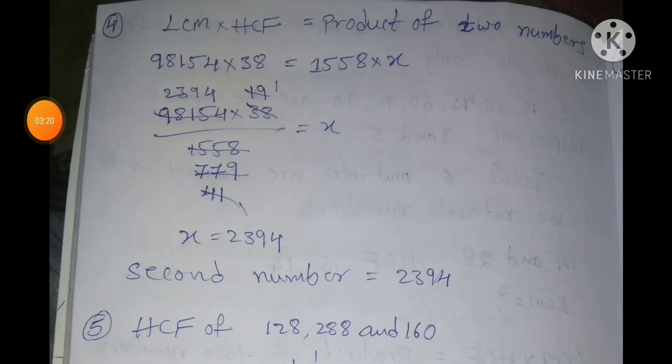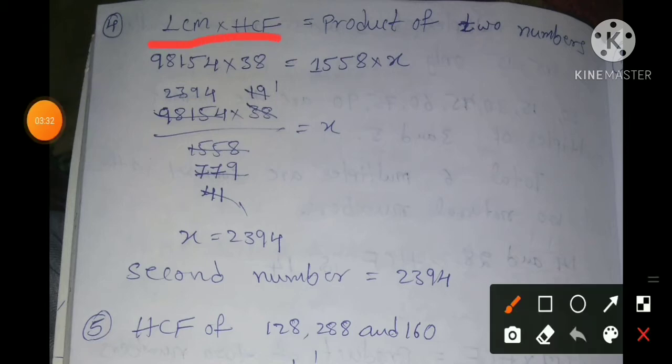The HCF of two numbers is 38 and their LCM is 98,154. If one of the numbers is 1558, we need to find the other number. So in this case also we need to use the same formula: LCM into HCF equals the product of two numbers. LCM is 98,154, HCF is 38. One number is 1558, the other I took as X. So X equals 98,154 into 38 by 1558. By simplifying this, by dividing these, I'm going to get 2394 only.